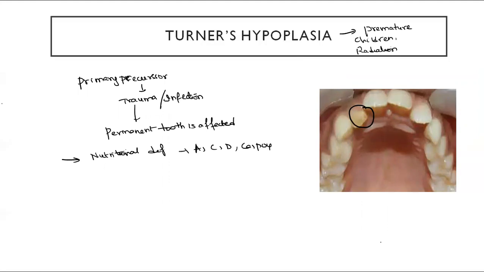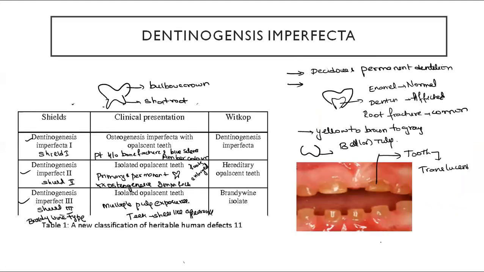In kids who are having all these infections or fever in the first year of their life, they are prone to have Turner's hypoplasia. Also, it can be seen in premature children and with excessive radiation in the children.